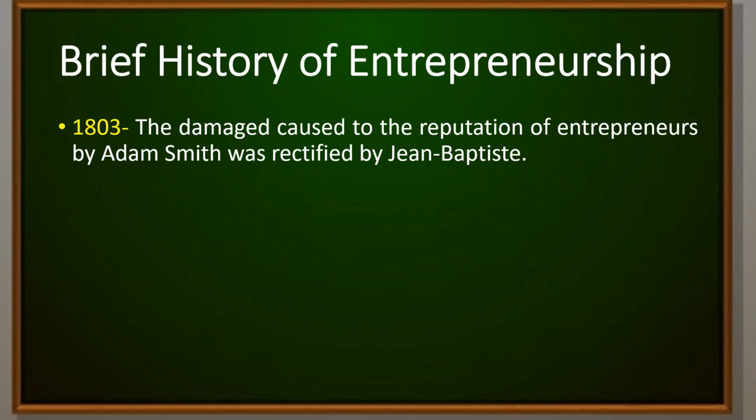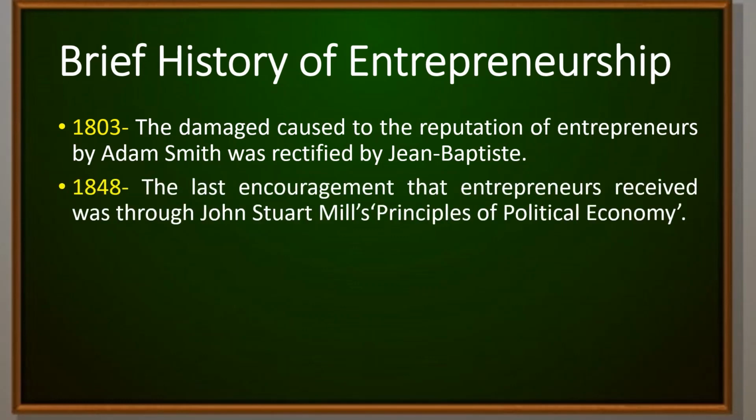He established the importance of entrepreneurs for the running and prospering of all industrial sectors, in relation to their organizational abilities, which they employ to meet consumer demands. Other factors that were highlighted in John Baptiste's definition of entrepreneurs included the qualities of farsightedness, risk-taking abilities, and analytical expertise. 1848. The last encouragement that entrepreneurs received was through John Stuart Mill's Principles of Political Economy, published in 1848, before the popularity of entrepreneurial personalities completely diminished by the end of the 19th century.